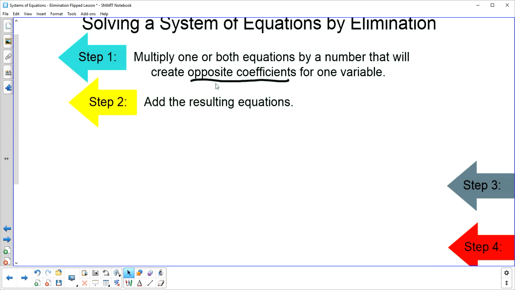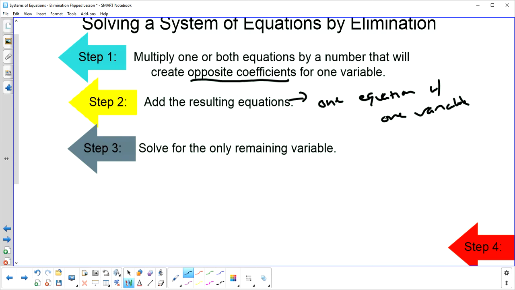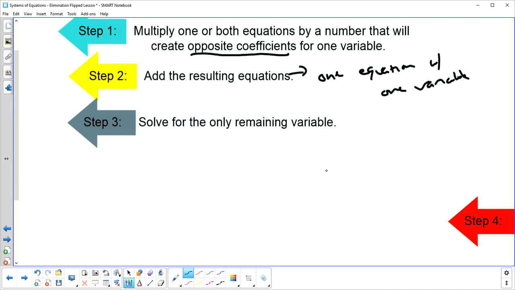After we have opposite coefficients for one variable, we're going to add the resulting two equations, which should give us one equation with one variable. Now there are some special cases where that's not necessarily the case, but they're again infinite or zero solutions.